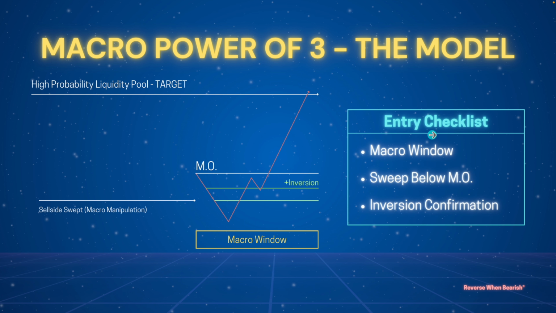Now, of course, this is our entry checklist now. 1, 2, 3. Okay, macro window, sweep below macro opening price, inversion confirmation. Okay, simple. Simple, not easy.